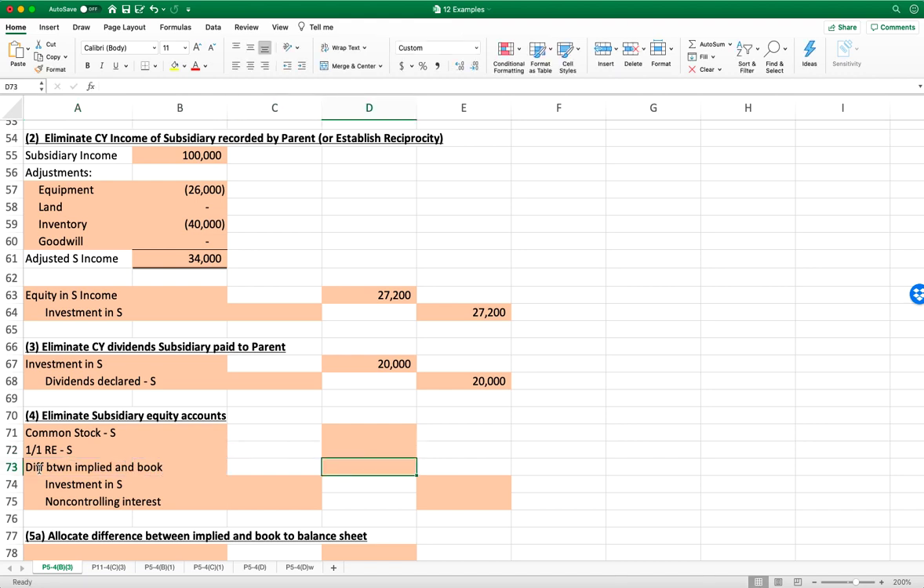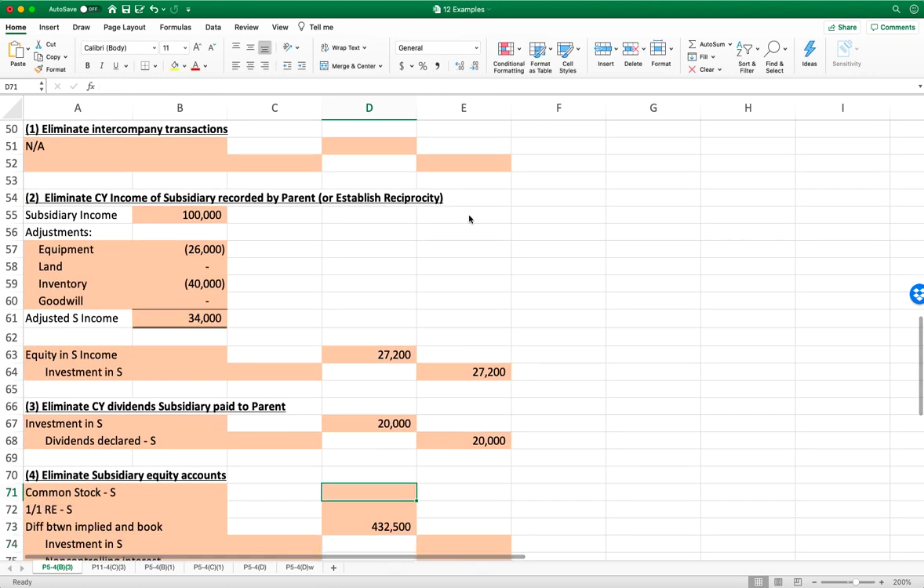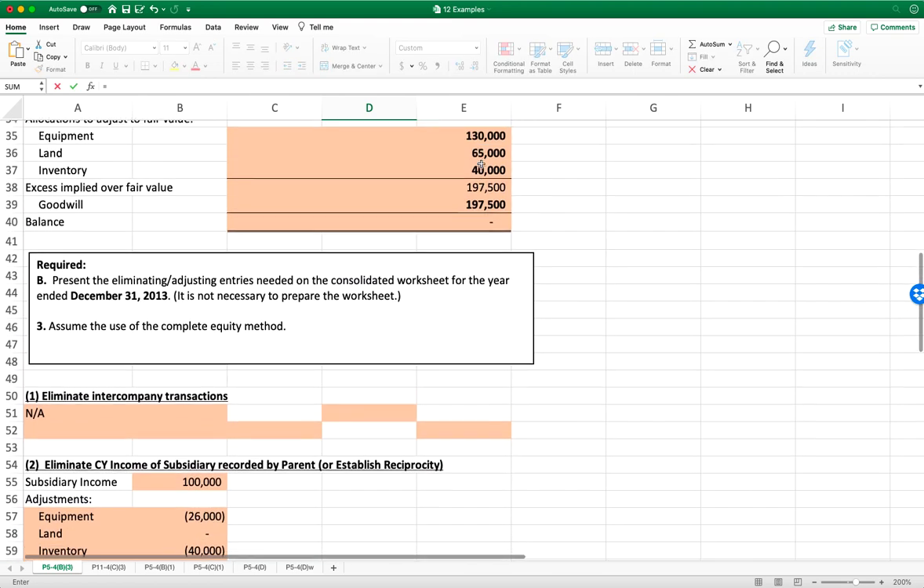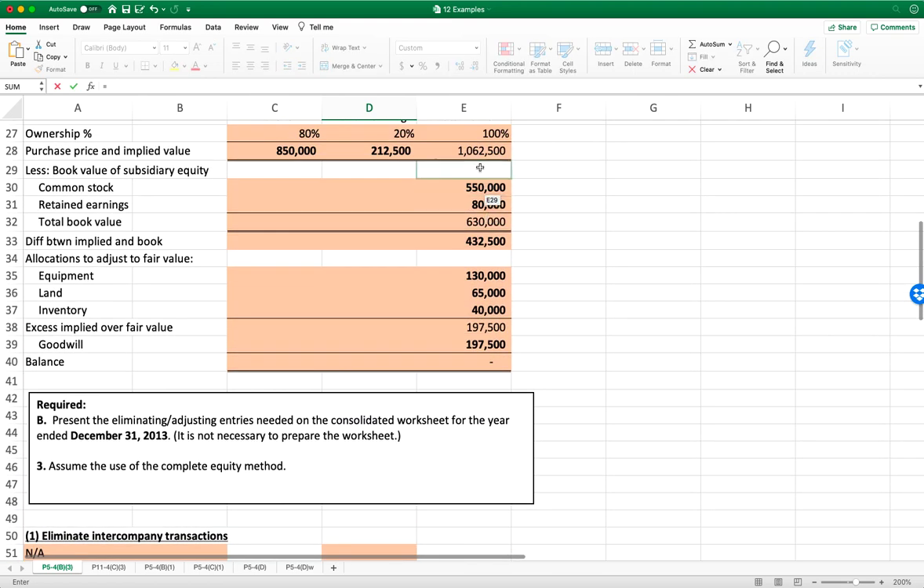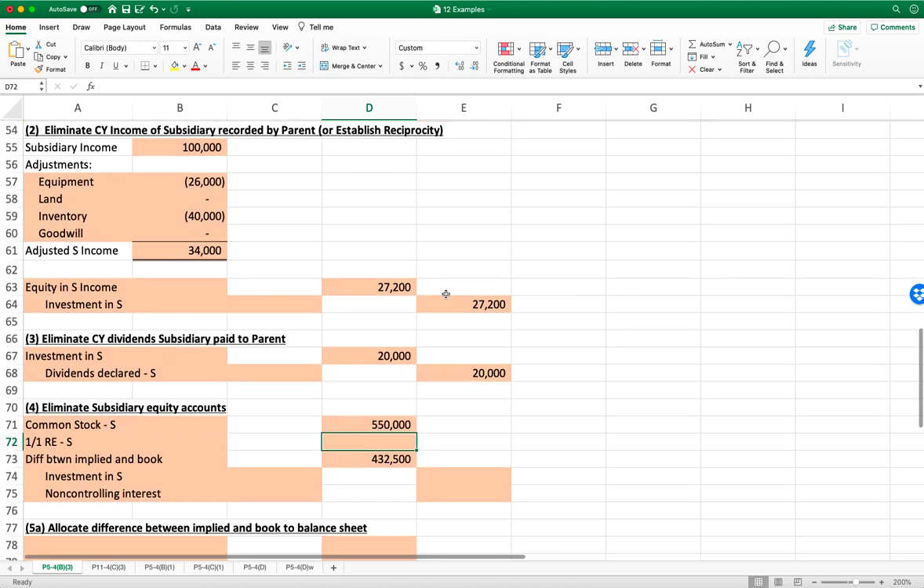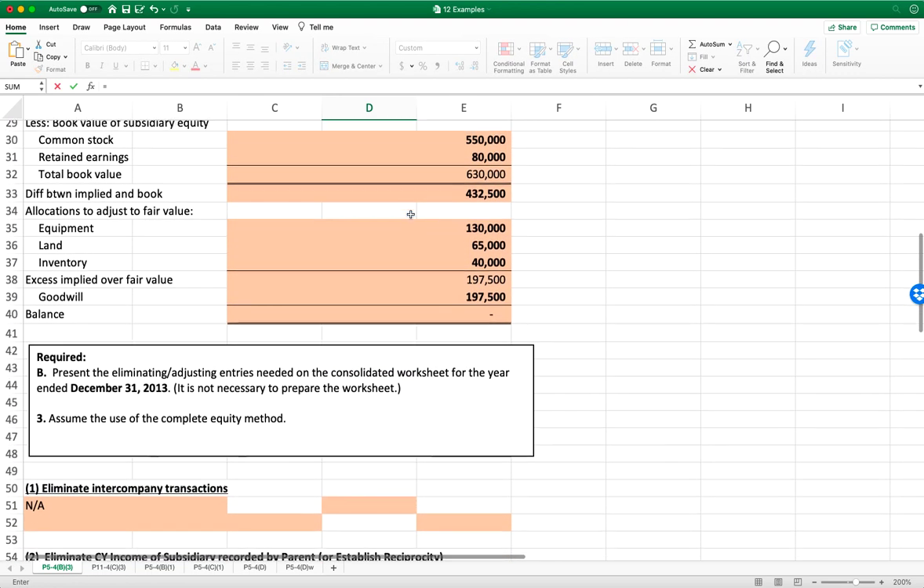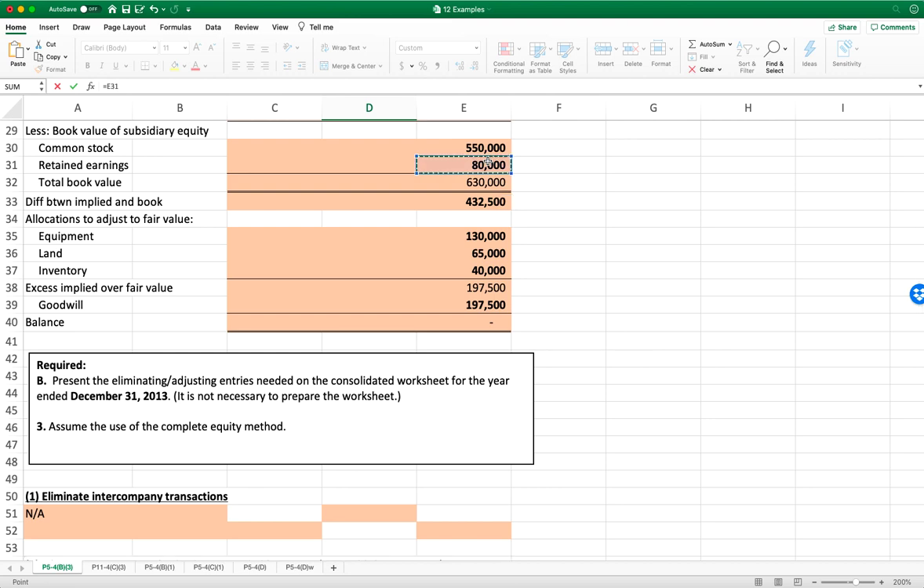Okay. Now, let's start with the numbers we know are always the same. Difference between implied and book is calculated on the date of acquisition and does not change. Common stock, our book is nice to us and it stays the same from our date of acquisition. So that'll be $550,000. Retained earnings will change over time, but the acquisition happened on 1/1 of this year. So our acquisition date and the 1/1 retained earnings are the same number. So our number in our computation and allocation of differences schedule is accurate in this case.